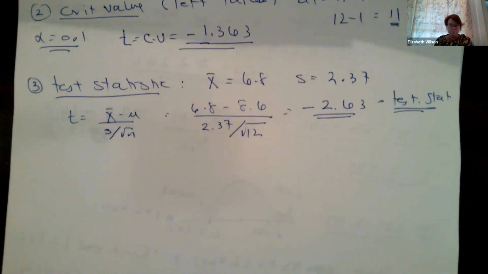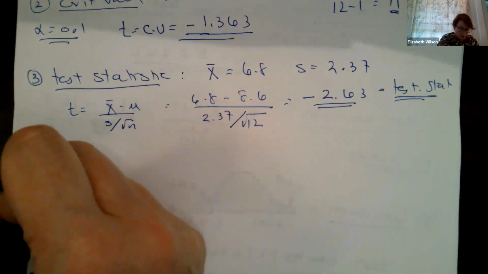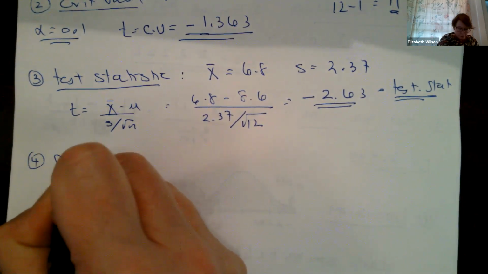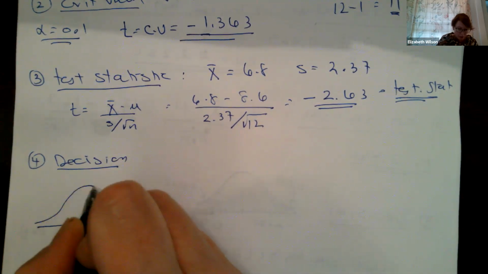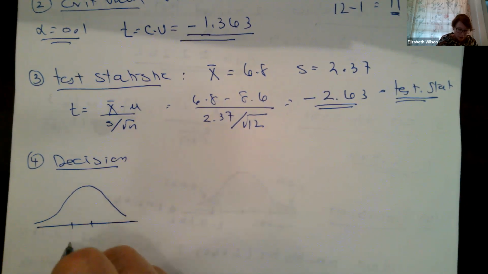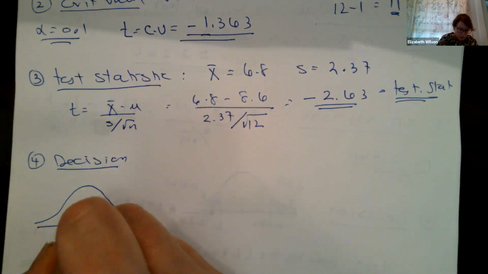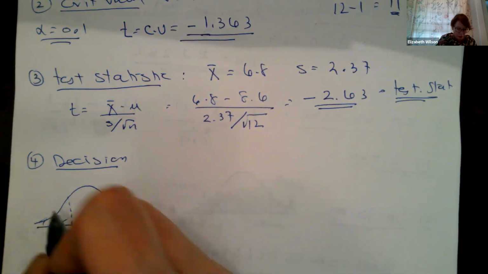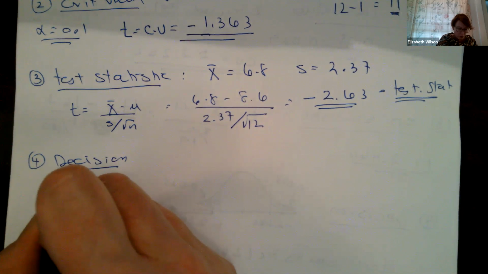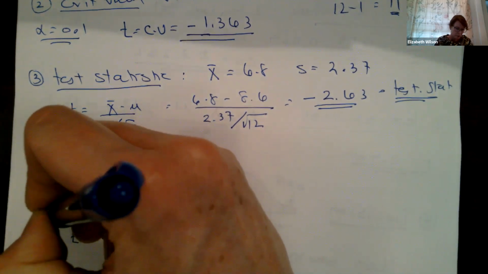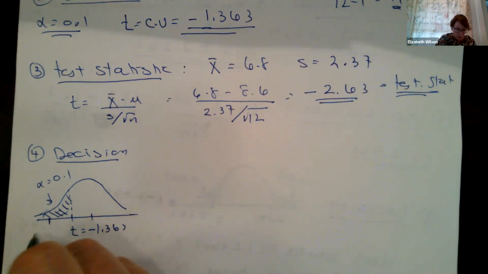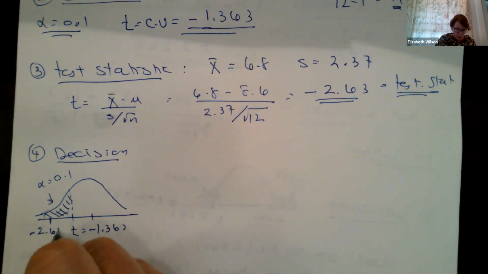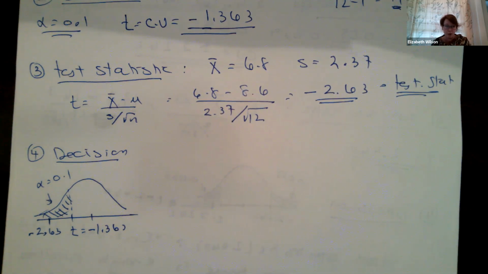Okay, all right, good. So I need to come up with a decision. Remember, this is a left-tailed test, so let's just do a quick graph for us to remember. Our critical value was minus 1.363. So this defined the critical region here. This is alpha equals 0.1, the area under the curve for this region here. Our test statistic was minus 2.63, which puts us well within our critical region.